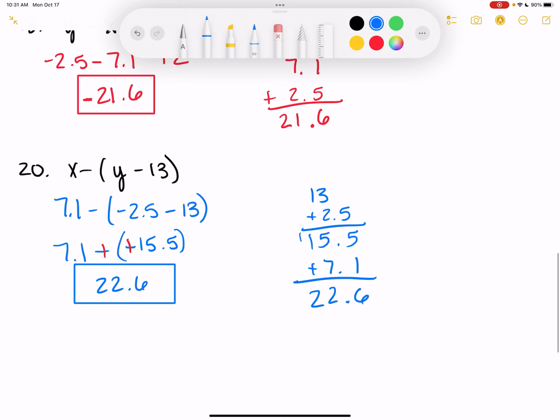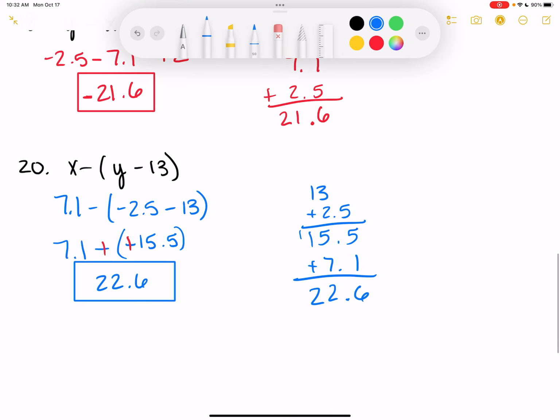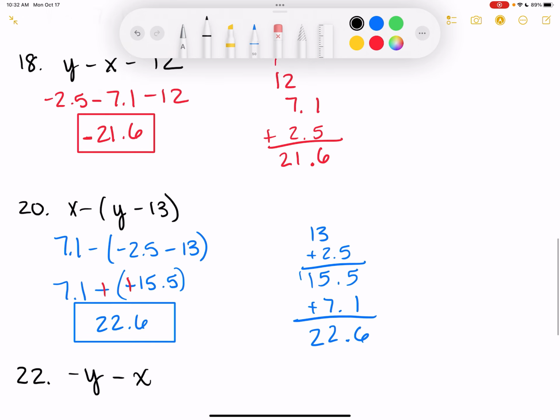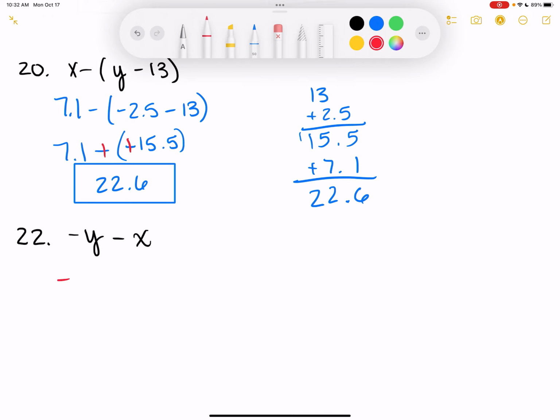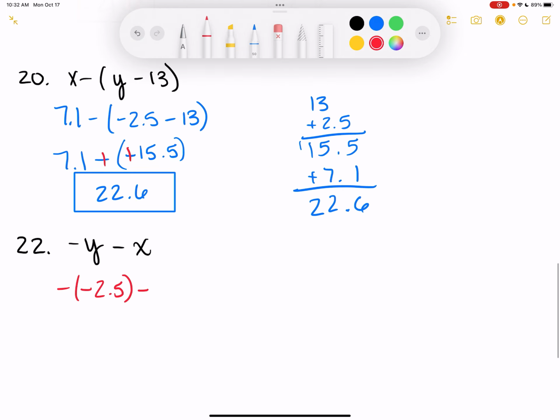Any questions about that one? Or the other one? Okay. 22, negative y minus x. So we have y is negative 2.5. So I have minus. I like to just put in parentheses negative 2.5 when there's another sign out in front of it, just to make sure that we don't forget the sign or get confused about whether I already wrote it or not. And then minus x is 7.1.